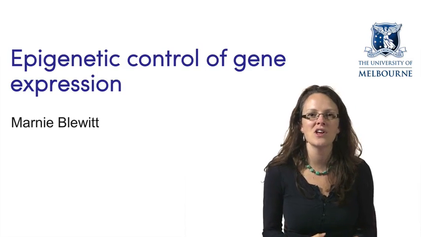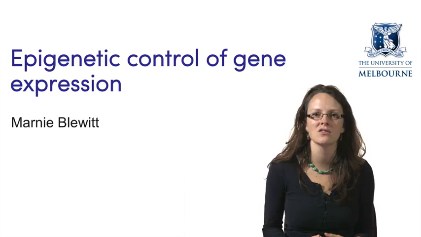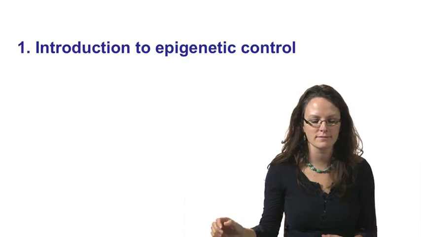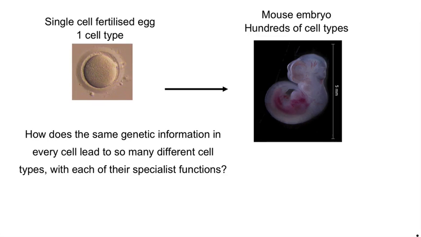So let's start with a general introduction and to generally think about what we're talking about when we say epigenetic control. For decades it's really puzzled biologists as to how it is that you can have the single genome, which is contained in a single cell fertilized egg, give rise to the hundreds of different cell types that are found in an embryo or even an adult. So you have the same book of instructions, the same genetic code, and yet so many functional outcomes or so many phenotypes for the cells.